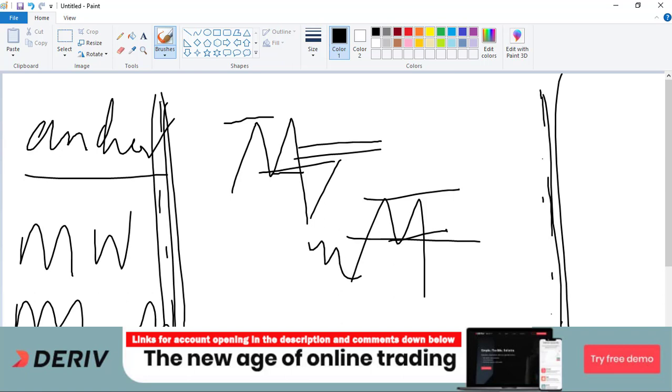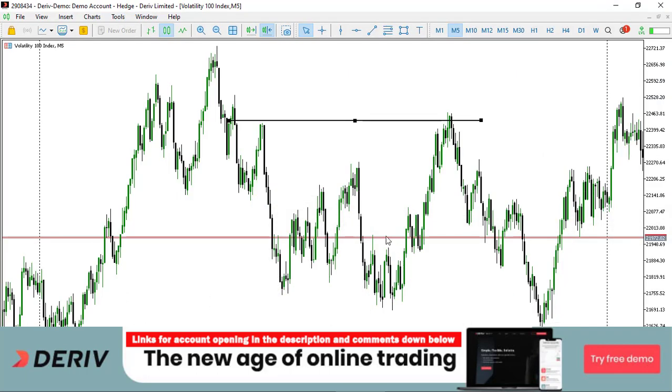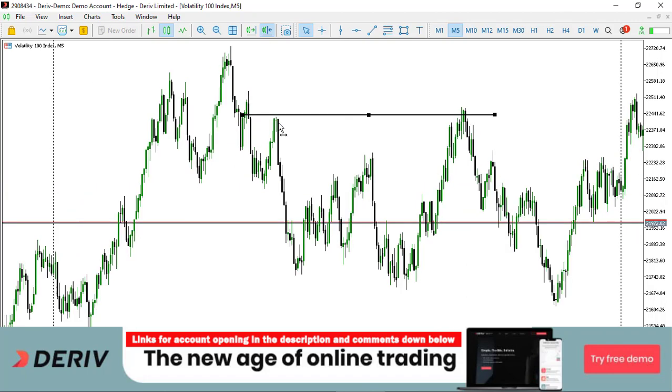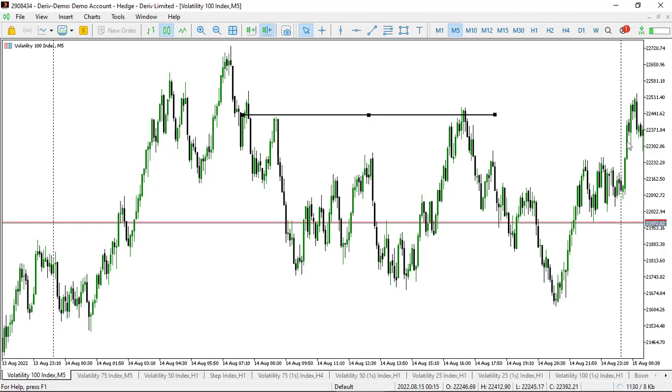So what you are going to do is you identify your anchor, your M or your W, and you trade away from it. So if it's a W, you are taking buys. If it's an M, you are taking sells. So let's go to charts and try to see this. So this is our chart here, and this is V100 M5. So the period separators I was talking about, this is the first, this is the beginning of the day, and this is the end of the day.